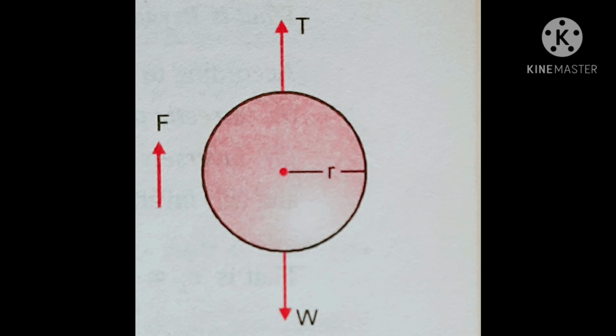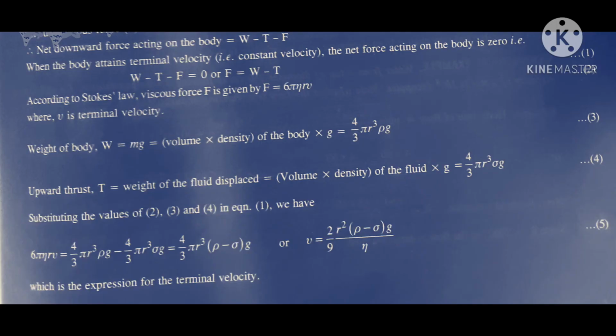Okay, so terminal velocity, how to calculate it? When a body is dropped in a viscous fluid, it is first accelerated and then its acceleration becomes 0 and it attains a constant velocity, and this velocity is called terminal velocity. For calculating the expression, let us consider a spherical body of radius r falling through a viscous fluid having density sigma and coefficient of viscosity eta, and rho will be the density of the material of the body.